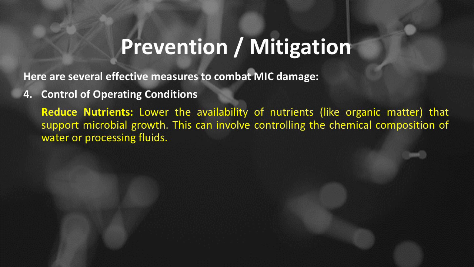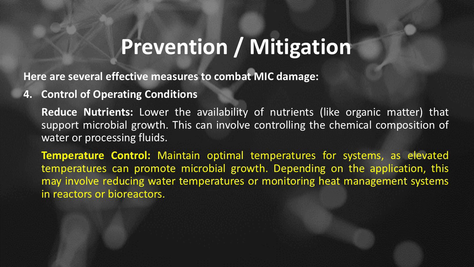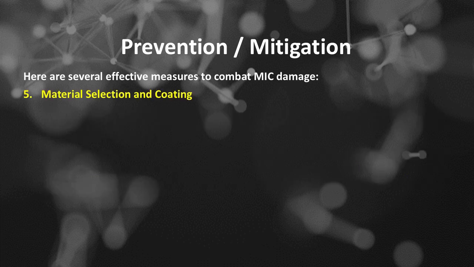Reduce nutrients: lower the availability of nutrients, like organic matter, that support microbial growth. This can involve controlling the chemical composition of water or processing fluids. Temperature control: maintain optimal temperatures for systems, as elevated temperatures can promote microbial growth. Depending on the application, this may involve reducing water temperatures or monitoring heat management systems in reactors or bioreactors. Number 5 is material selection and coating.